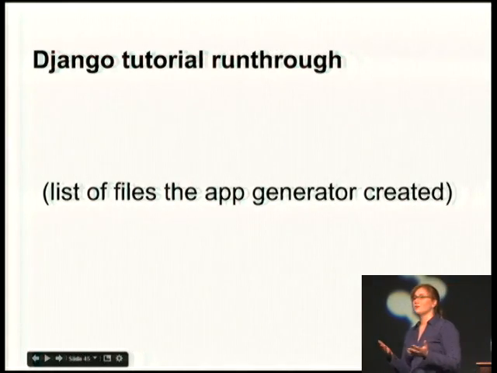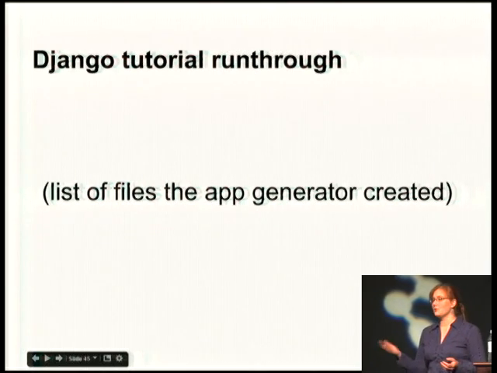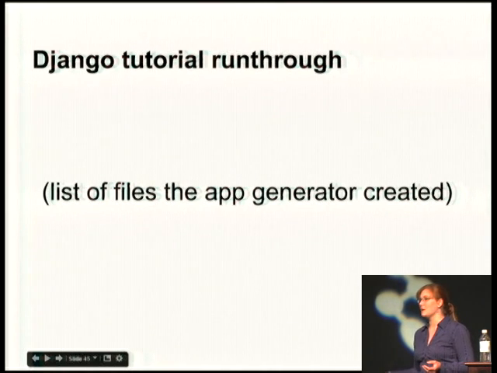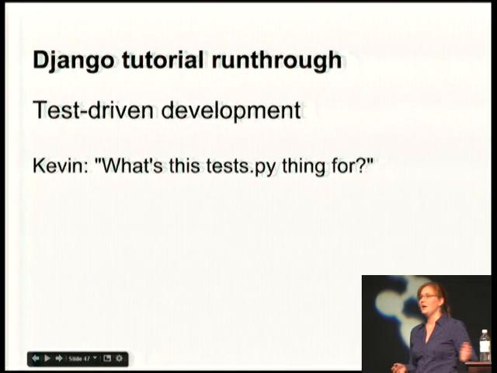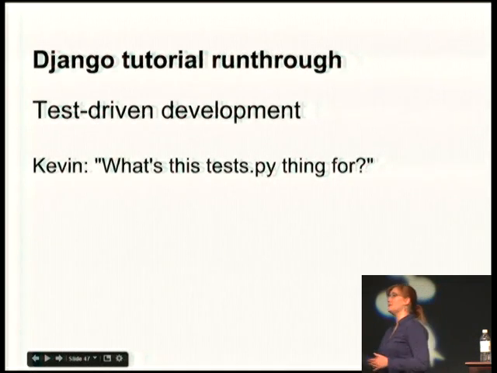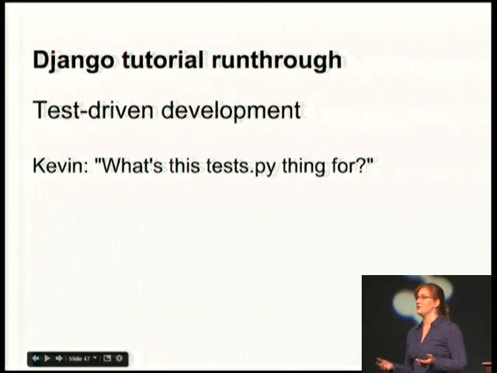After we've created our Django app, we then have a list of files that the app generator created. So there's an init, of course, models.py, views.py, etc. And then there's this other thing, test.py. And it's just kind of listed there, and then the tutorial keeps going and never discusses what this file is for. And so if you've already heard the gospel of test-driven development, you can guess what test.py is for. Okay, that's where you put your unit tests and whatnot. So you can do test-driven development.